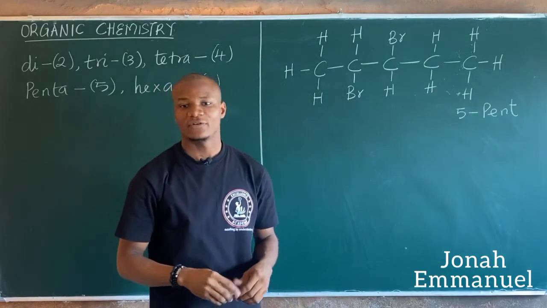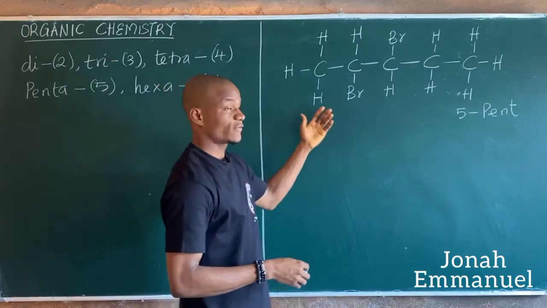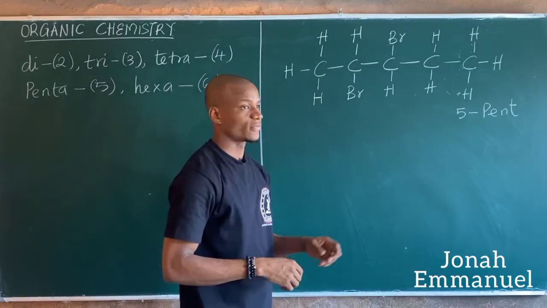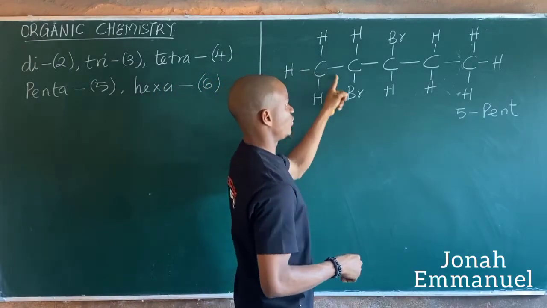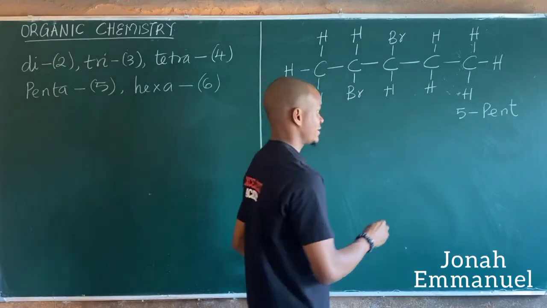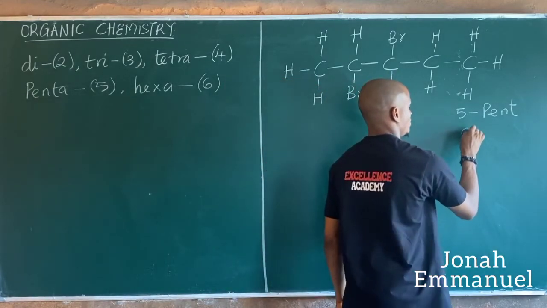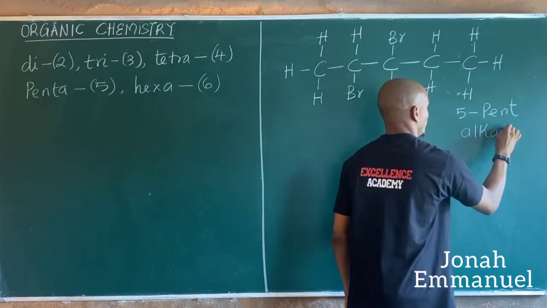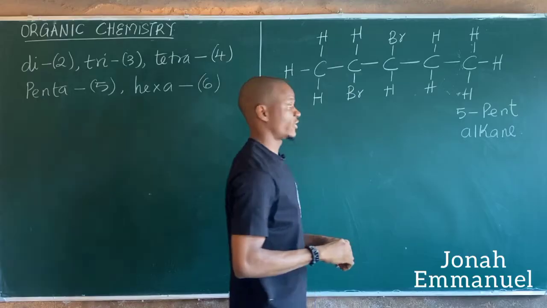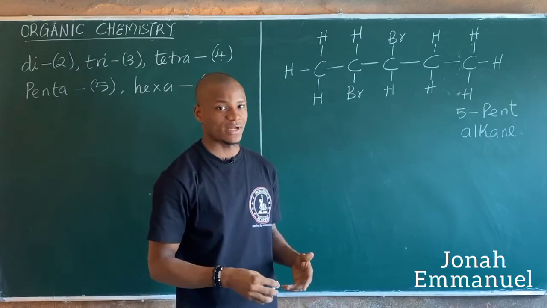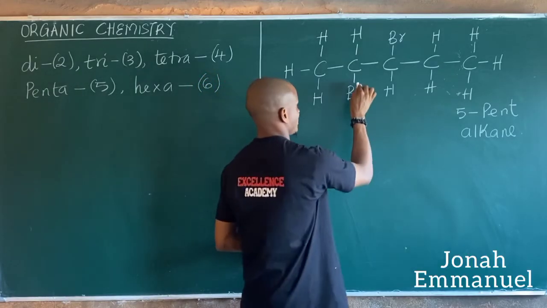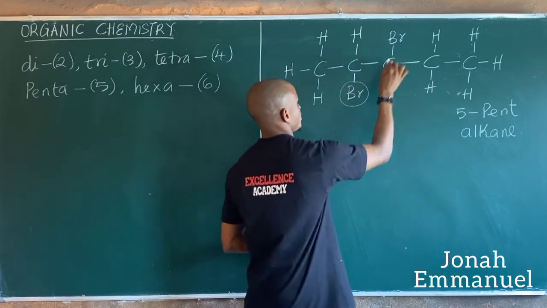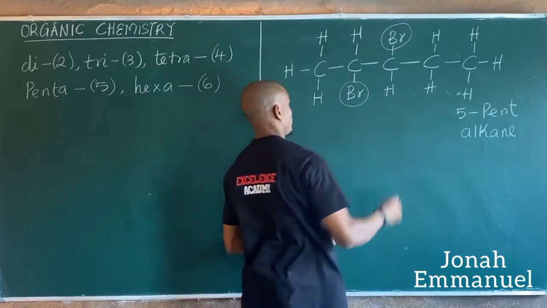Next, I'll look out for the functional group. From this, I can see just single bonds throughout this compound. Hence, the functional group is single bond, which is an alkane. The third step is to get my substituents. My substituents in this case are bromine, this one here, and this bromine.